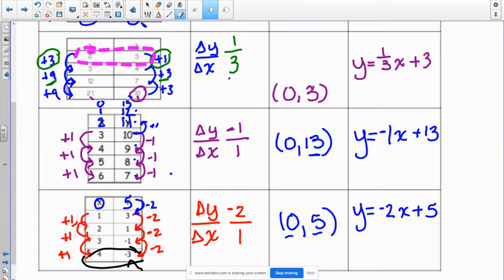Please continue by practicing finding your slope, y-intercept, and make an equation in the packet on page 21.